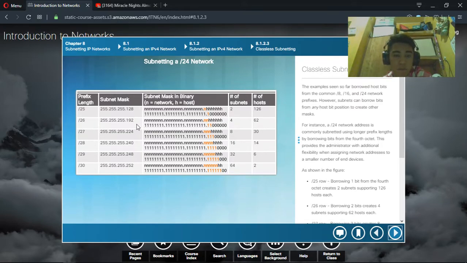Then the next is 62. The subnet mask is 255.255.255.192, and it borrowed two host bits as its network bits. So the number of subnets is 4, because 2 raised to 2 is 4. Then the magic number is 64, and 64 minus 2 is the number of hosts. The rest is a computation.